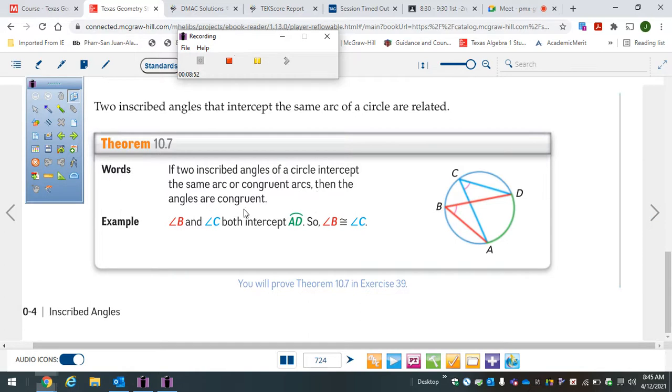Let's take a no-brainer. Say this one's 80. Well, that one's going to be half, so it's going to be 40. And that one's also 80, which is the same arc. And this one's still inscribed to the same arc, still going to be half, which is, again, 40. So both angle B and angle C intercept arc AD. So you can say angle B is congruent to angle C. Copy that down, guys. It's pretty easy. No brainer there.